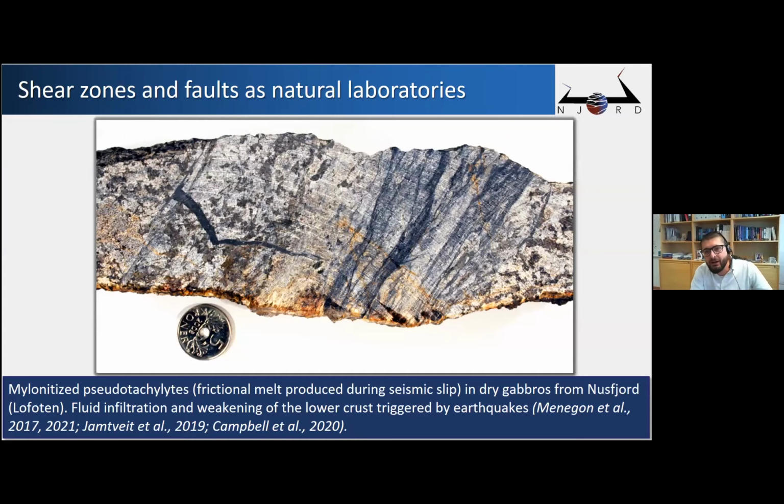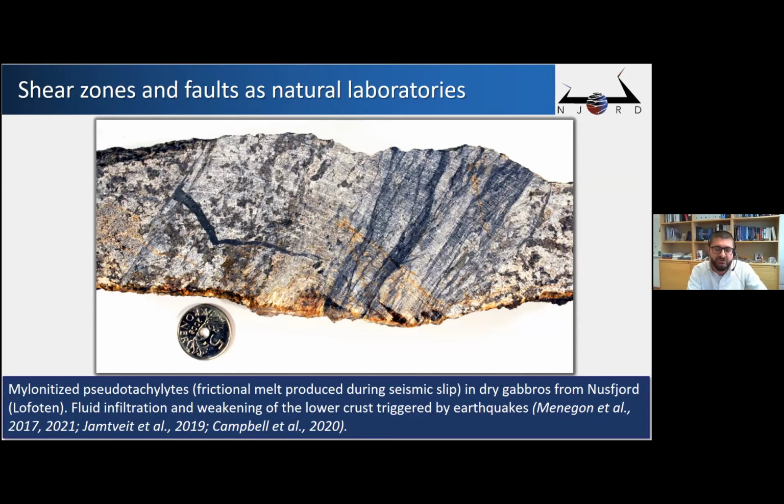When these natural laboratories, these exhumed lower crustal sections, even contain pseudotachylites, which are frictional melts produced during seismic slip, they are perhaps even more valuable because they open a window into the seismogenic potential of the lower crust. And this is something that I will come back to towards the end of the presentation. It will help us understand how these enigmatic lower crustal earthquakes can form, and allow us to reconcile field observations with existing models for deep crustal seismicity, for example in the East African Rift.